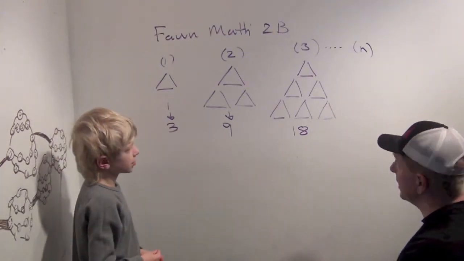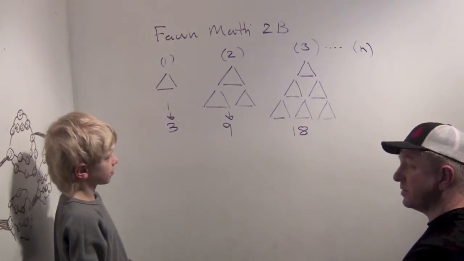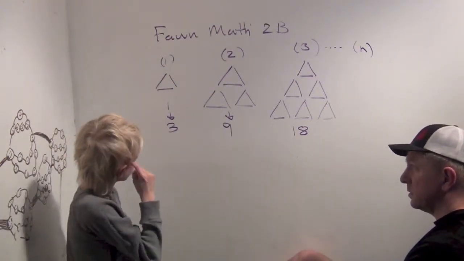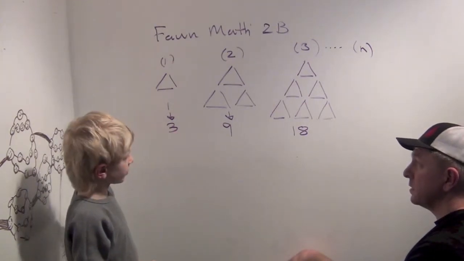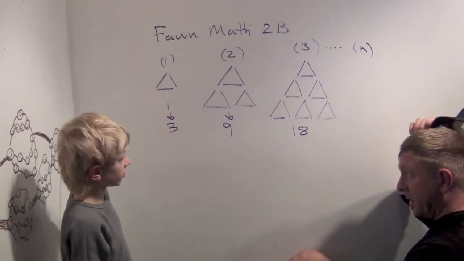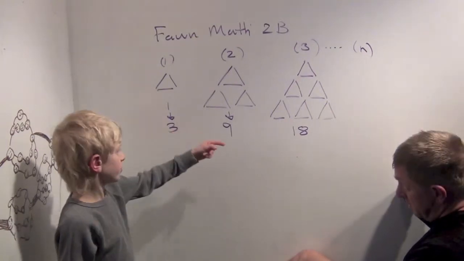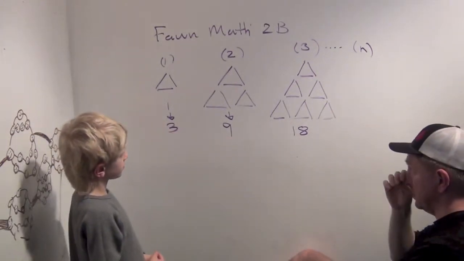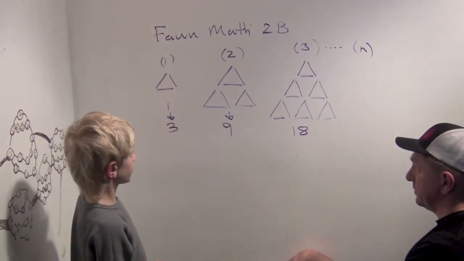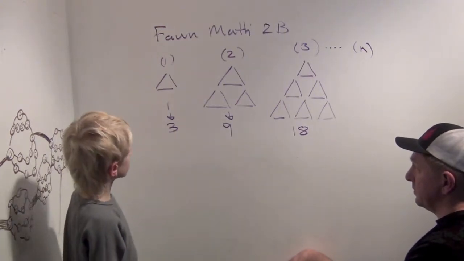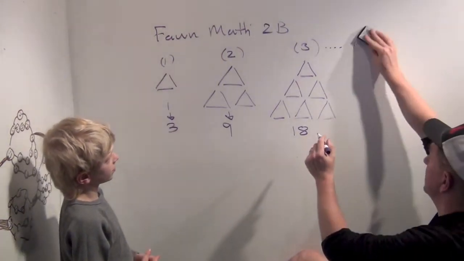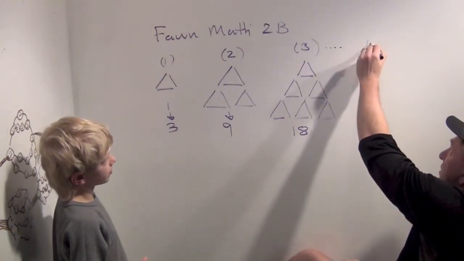All right, so good. That was good counting for these ones. What do you want to do next? Well, we could try to look for patterns in the numbers. Okay. Well, 3 times 3 is 9, and 9 times 2 is 18. Well, I don't really see a pattern in the numbers. Okay, well, why don't we make the 4th one then and see if we see anything else.